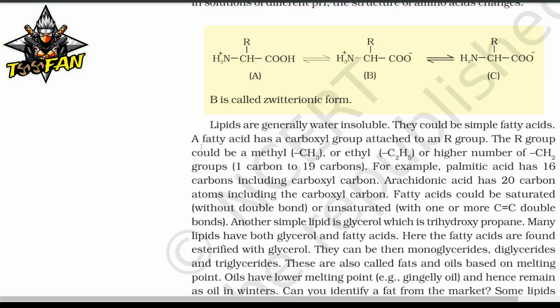Another simple lipid is glycerol, which is trihydroxypropane. Many lipids have both glycerol and fatty acid. Here the fatty acids are found esterified with glycerol. They can be then monoglycerides, diglycerides and triglycerides.